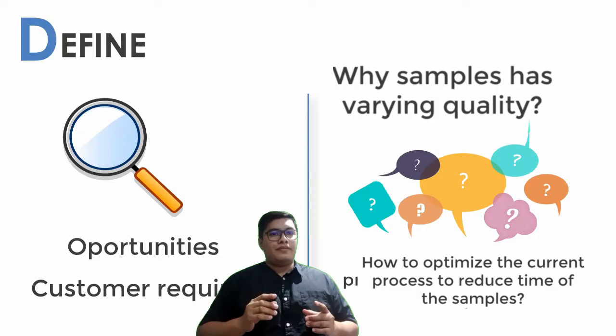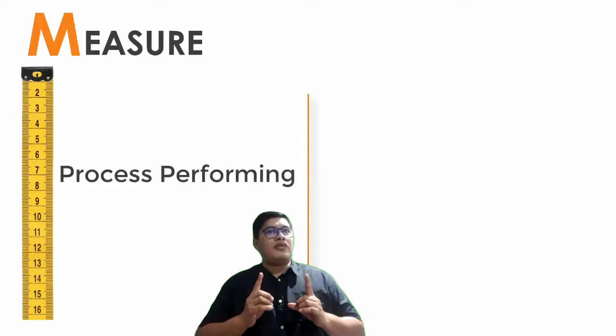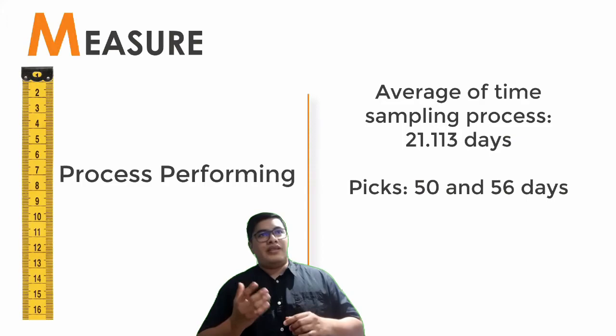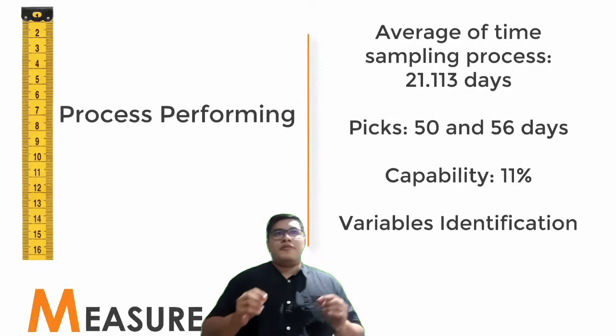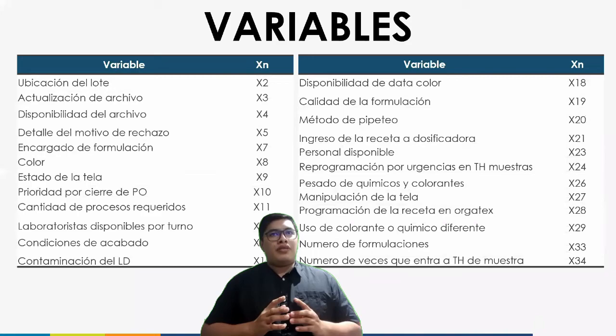In the measure phase, you determine how the process is performing currently. For Telus El Salvador, we determine the current samples are made in an average of 21.5 days, with also out of control samples of 50 or 56 days. The current scenario showed that the capacity to meet with the specification required is only reached 11% of the time. Finally, we took all the variables that affect the sampling process and we got data of them.